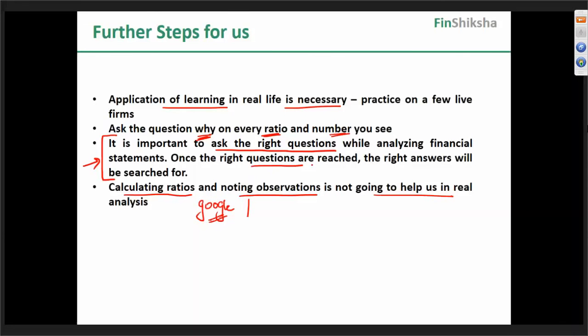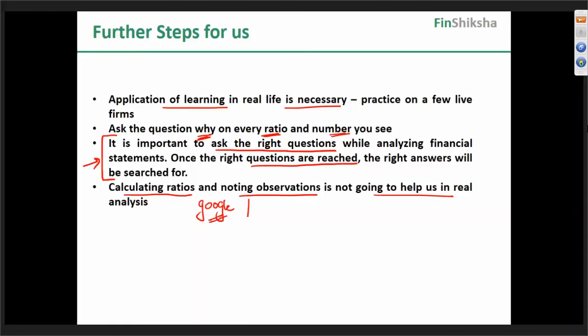Once the right questions are reached, the right answers will be searched for. The problem is we don't ask the right questions. And to us, essentially, analysis is not about finding the right answers, but it is about asking the correct questions. Textbooks, unfortunately, don't equip us to ask those correct questions. In fact, textbooks are not necessarily at fault. It's the entire education system which does not equip us specifically to ask those questions.